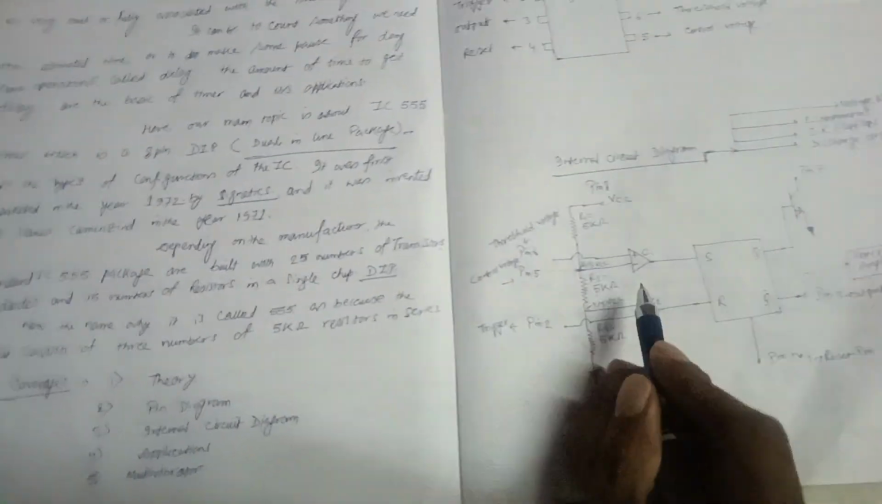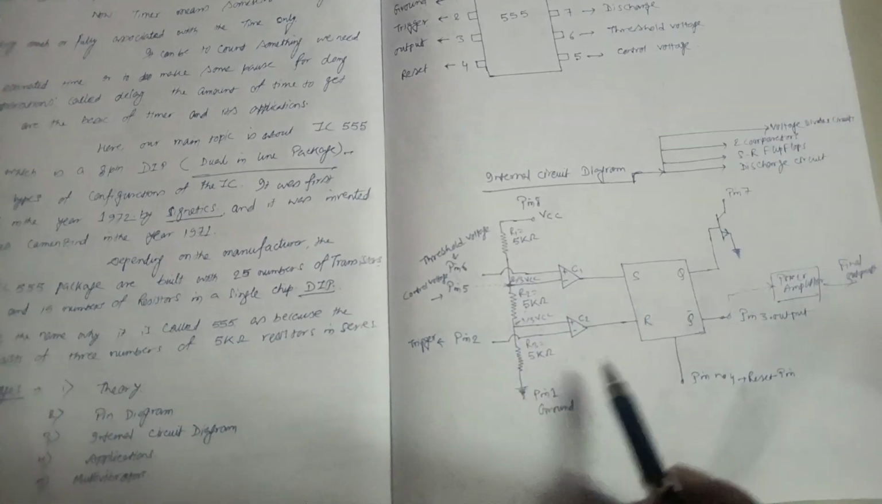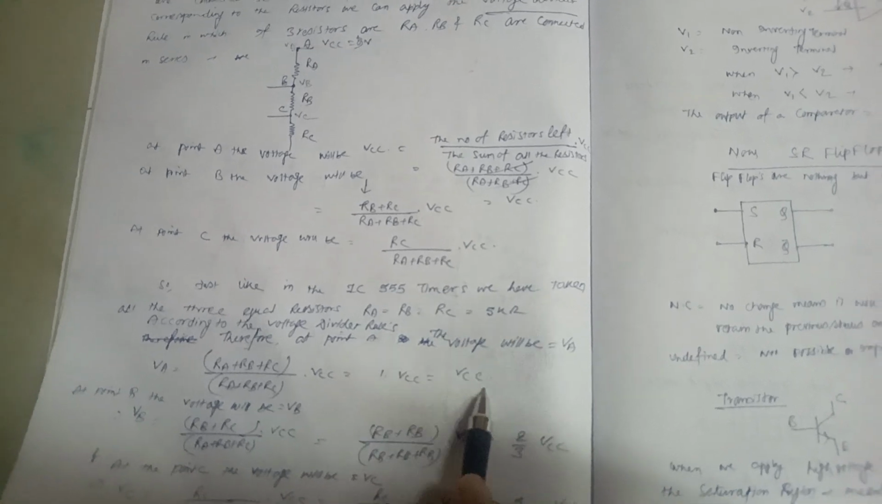So just like the IC 555 timer, we have taken three equal resistors RA, RB, RC equal to, suppose, 5 kilo ohm each. So VA will be (RA plus RB plus RC) by (RA plus RB plus RC) into VCC, so it is equal to VCC.